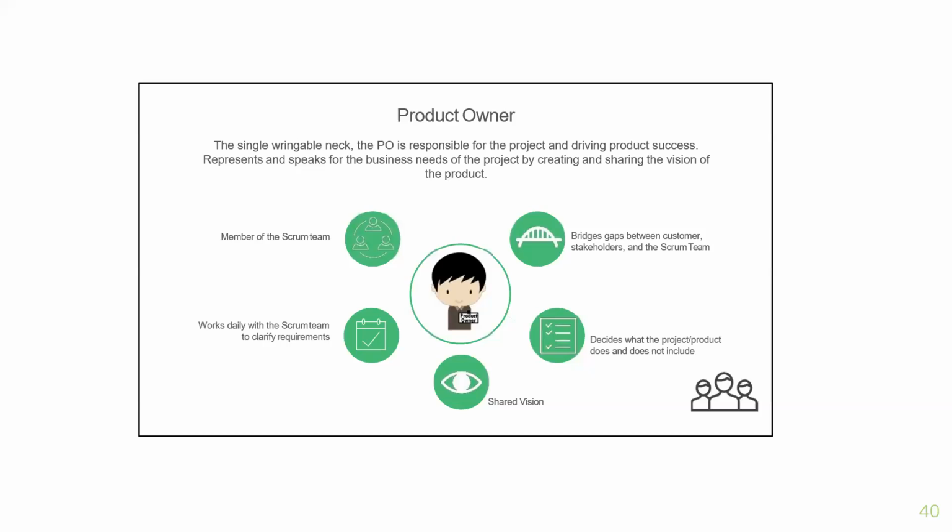The product owner is responsible for the project and driving product success, right? They represent and speak for the business needs of the project by creating and sharing the vision of the product. So the product owner would have probably done some research and feedback and gone to management and said, we want to upgrade the app, or we want to change the design, we want to change the flow, and goes to the design team and says, this is what I have in mind, create something new for me, right?